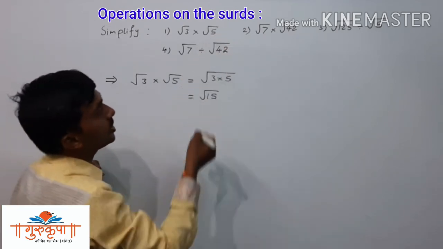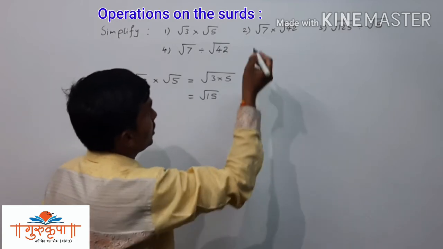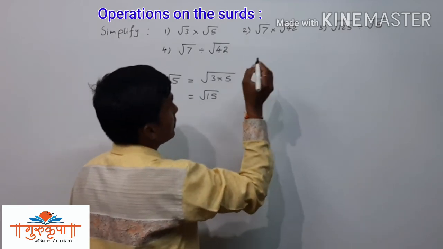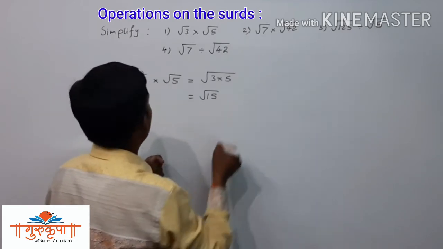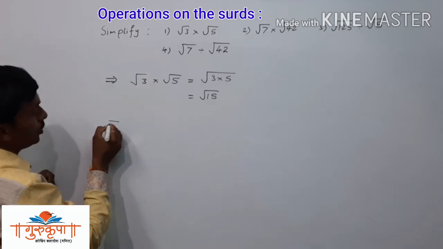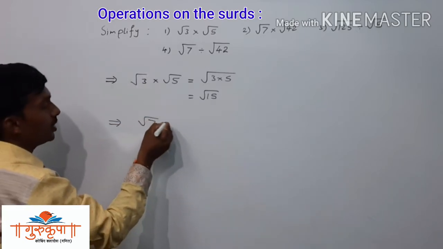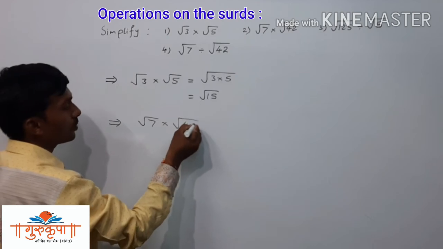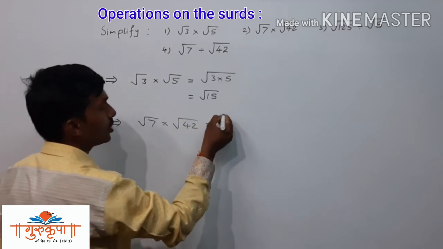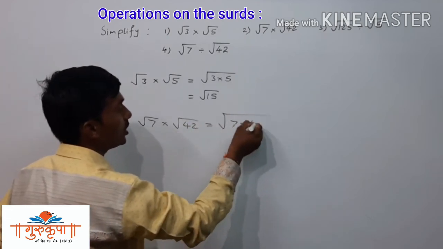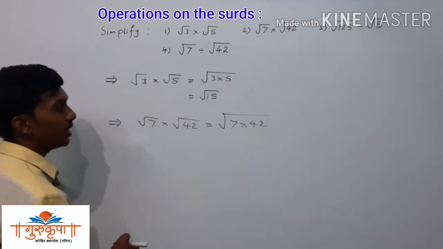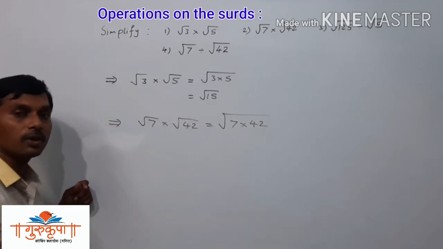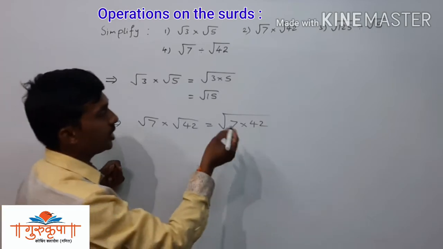Now we have the second example, that is root 7 into root 42. Here we will write root 7 into root 42. Now we can write both the numbers inside the single radical sign, that is square root of 7 into 42. And now you can take the product.